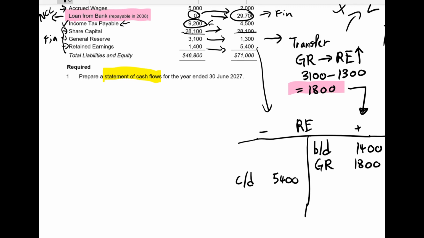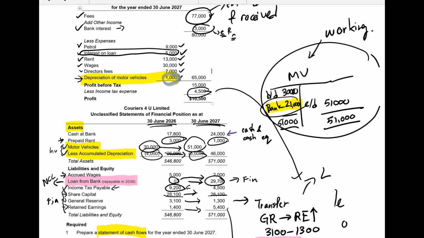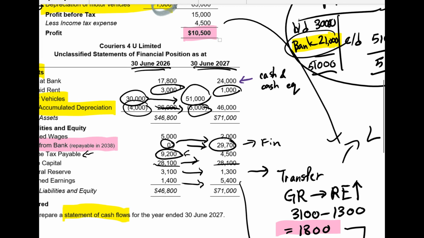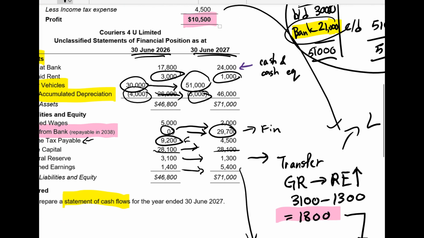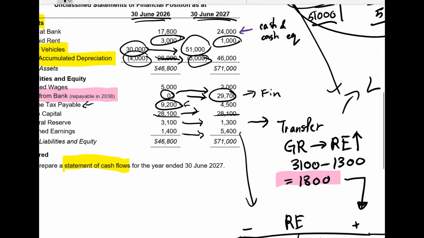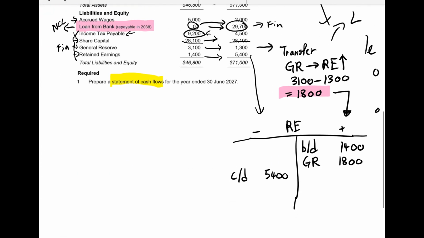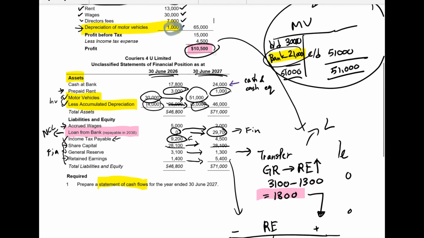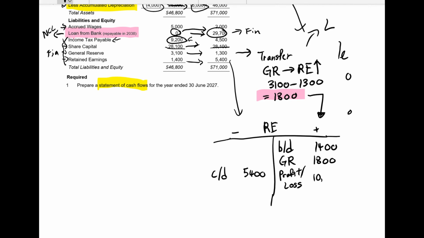Now the next one, you must know that your profit after tax, which is 10,500, will increase your retained earnings. Okay, so under retained earnings, credit side, you will have profit after tax, or you can write profit or loss. Your profit after tax will be 10,500.